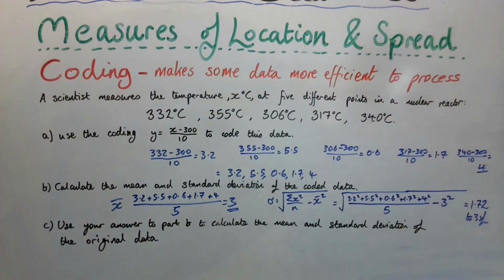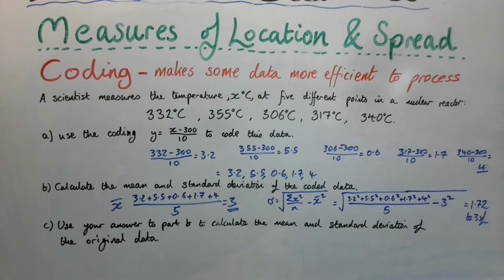Now, knowing the mean and standard deviation of the coded data on its own isn't all that useful, because this temperature is not 3.2, is it? The mean is not 3, it's more than that, isn't it? So how much more is it than that? So that's our next question. We've got to convert it back into the mean and back into the standard deviation.